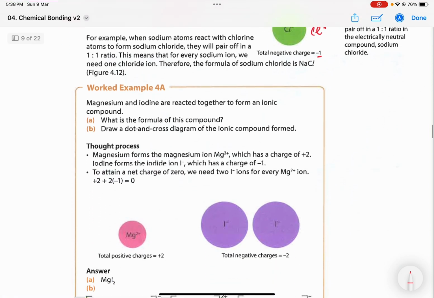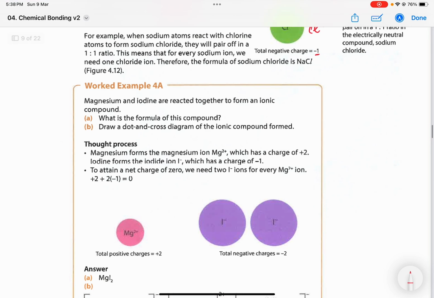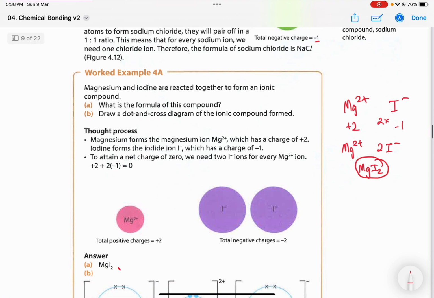If you look at magnesium and iodide, I've got Mg2+ and I-. So what's the formula here? Because the overall charge for magnesium is plus 2 and I is just minus 1, the charges are not balanced. I'll need 2 times of this for the charge to balance. Therefore, for every 1 Mg2+, I'll need 2 I- to balance it out. So my formula will be MgI2. Magnesium iodide is made of one magnesium and two iodide together.